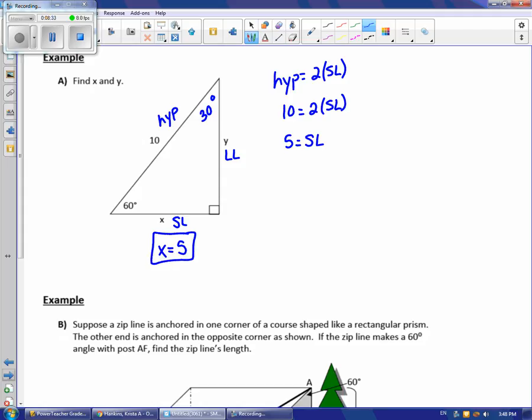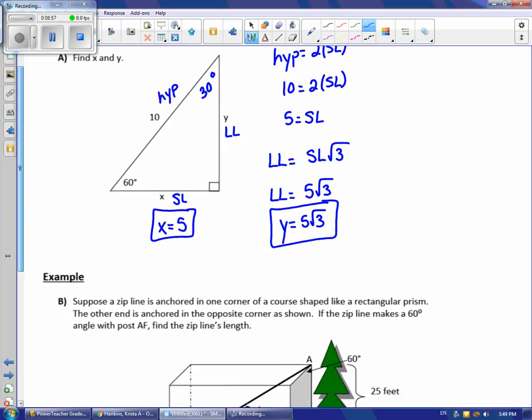Now your long leg is your short leg times the square root of 3. We just discovered that the short leg was 5, so that means in this problem, y is 5 square root of 3. No decimals, just working with radicals in simplest radical form.